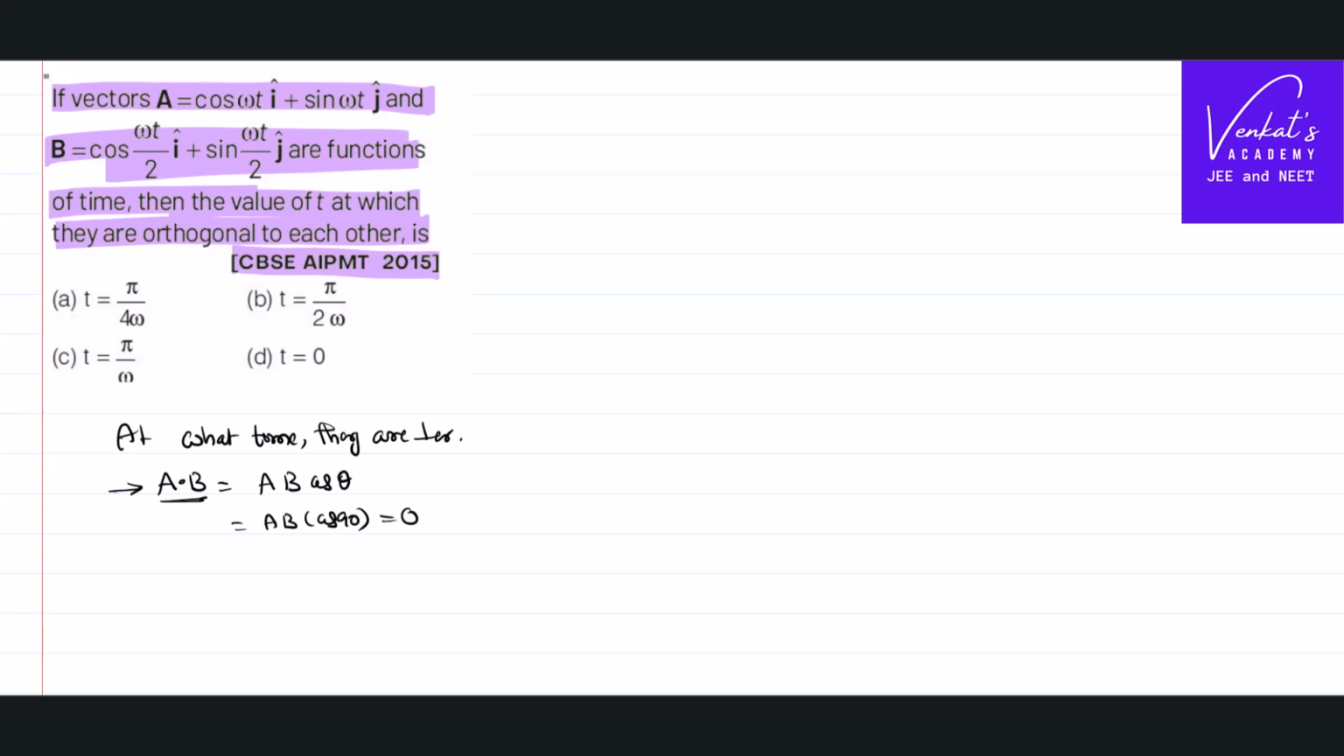So what is A bar that is given for you? A bar is cos omega t i cap plus sin omega t j cap. B bar can be written like cos omega t by 2 i cap plus sin omega t by 2 j cap. Then we shall find A dot B and equate that to 0, because they are perpendicular to each other.